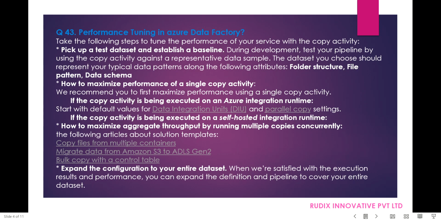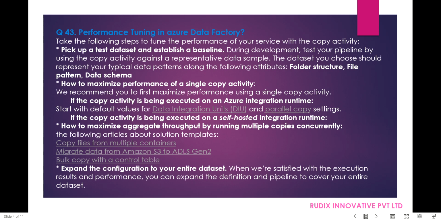So for this, what types of performance tuning steps do we use? Let us see. Pick up your test dataset and establish a baseline. Next, how to maximize the performance of a single copy activity. How to maximize aggregate throughput by running multiple copies concurrently. Expand the configuration to your entire dataset. These are the steps to tune the performance of our service in Data Factory. So let us describe briefly.